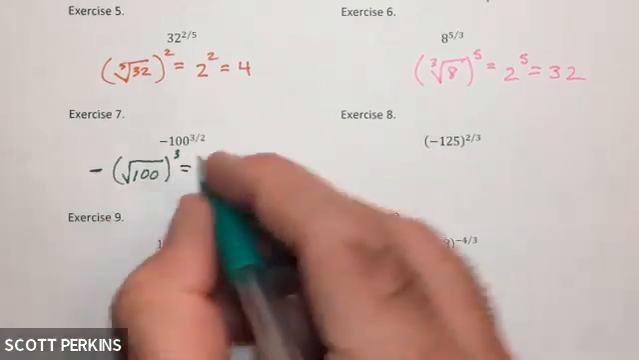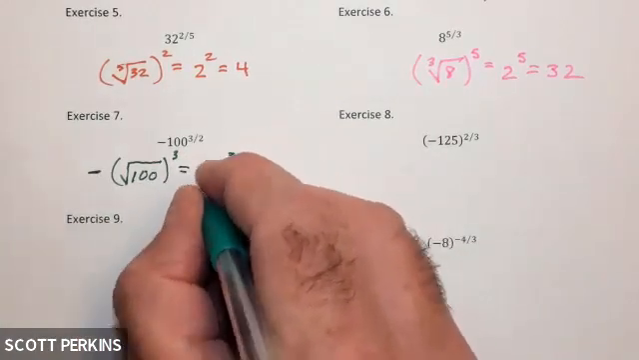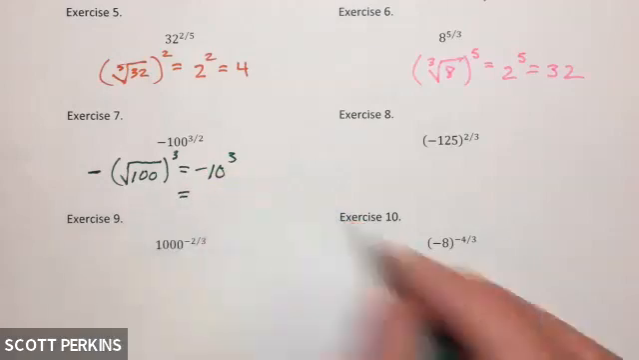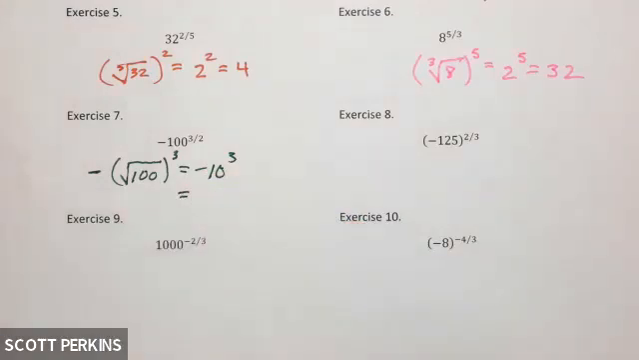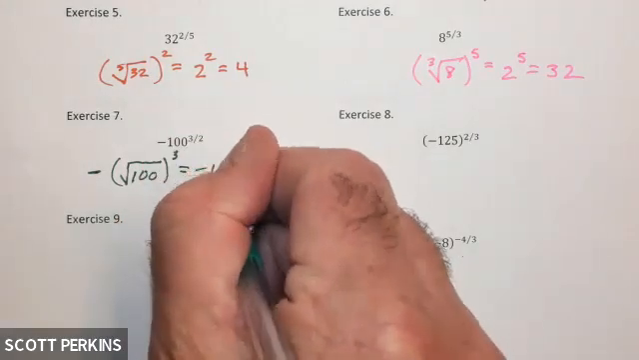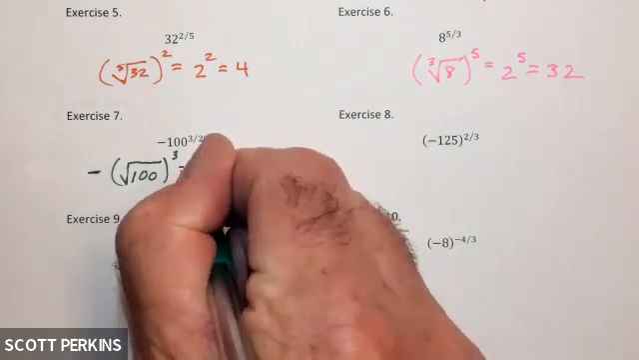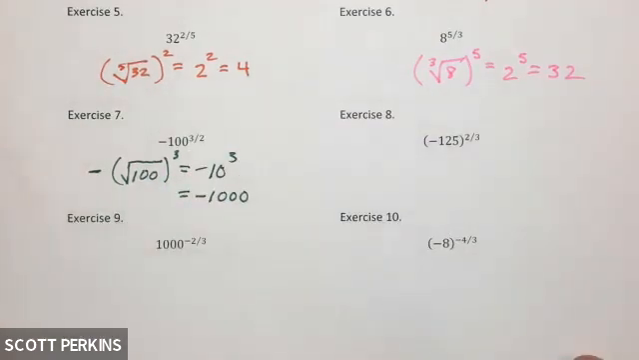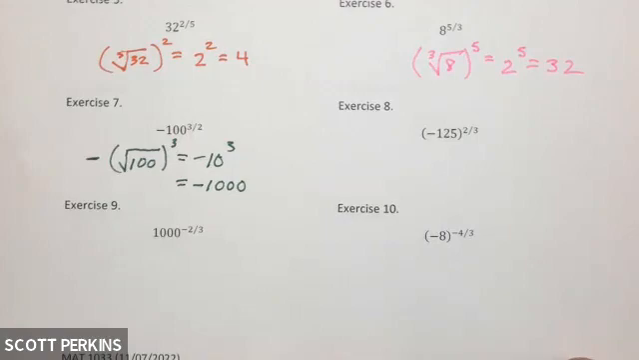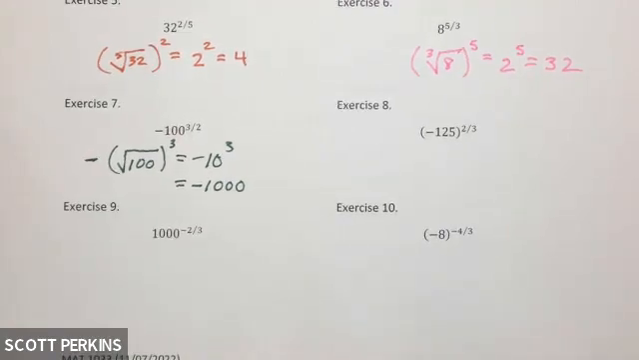So then the square root of 100 is 10, so I get negative 10 cubed, and then don't worry about the negative, the 10 cubed, 10 times 10 times 10 is 1,000, and then that negative finally makes it negative 1,000. In a similar way, do exercise 8 right next door.